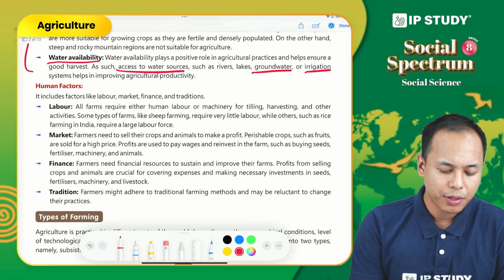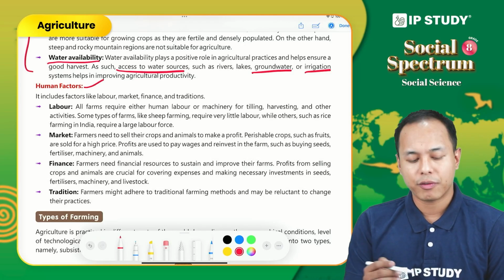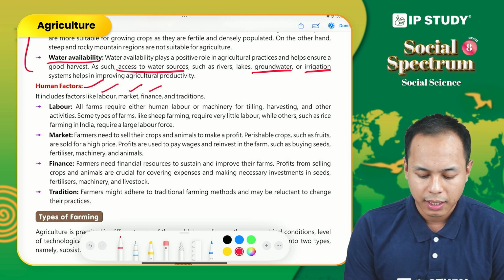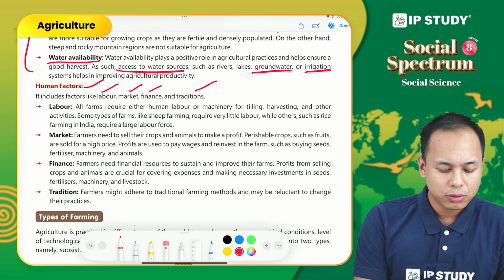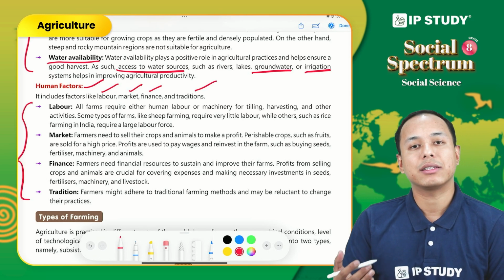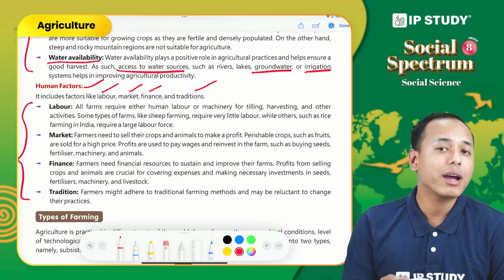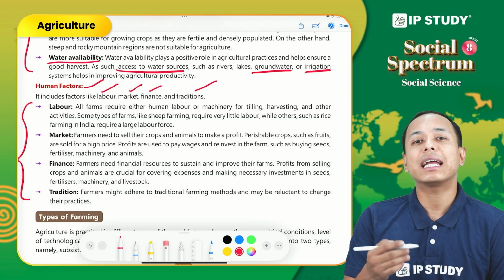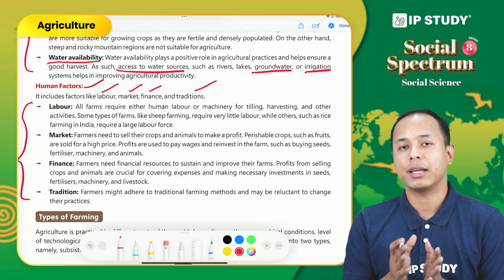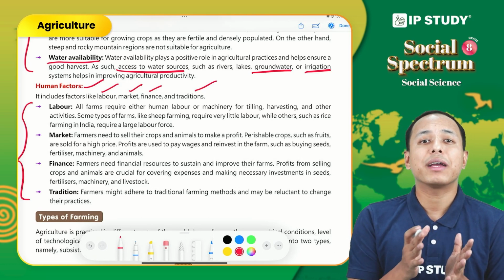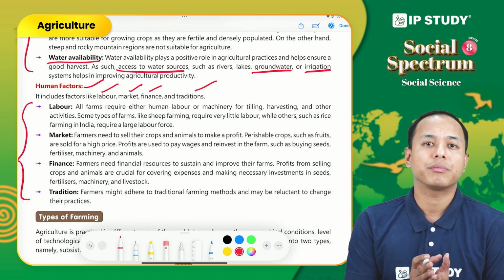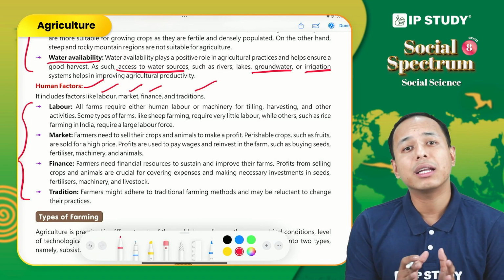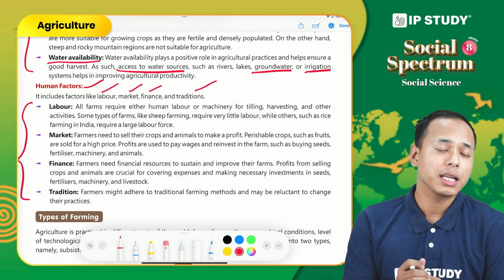Now come to the human factors. So what are the different human factors? Firstly, labor, market, finance or we can say capital, and lastly tradition. So what is labor as a factor? We all know agriculture requires a huge amount of labor, but it depends upon the technique and method of agriculture. Agriculture that is mechanized, where machineries are used, needs less labor. On the other hand, where agriculture is labor intensive, a huge amount of labor is required.